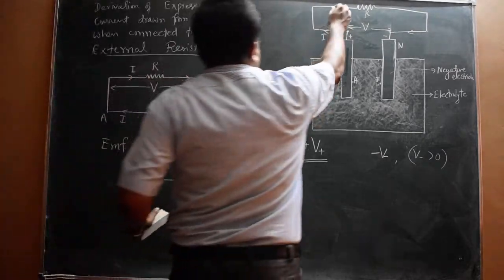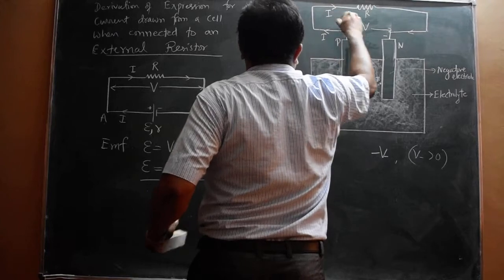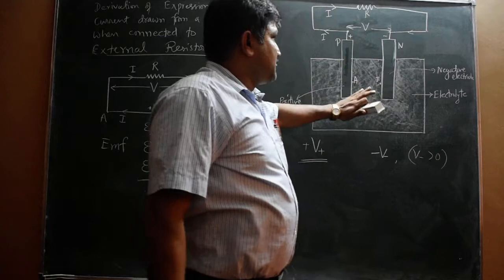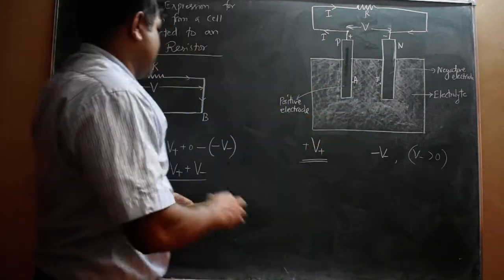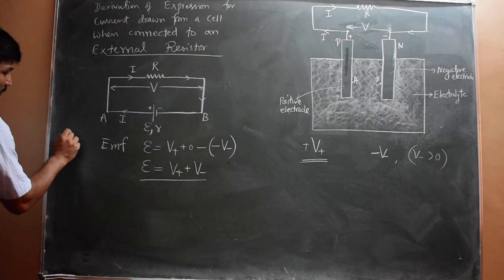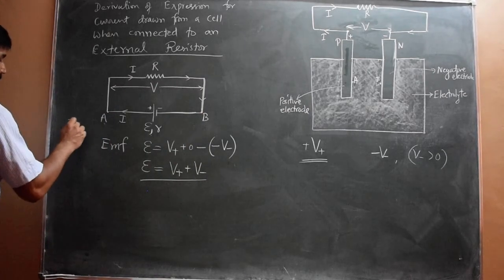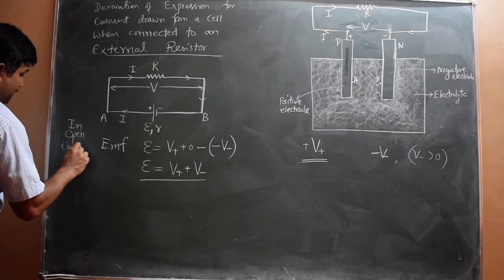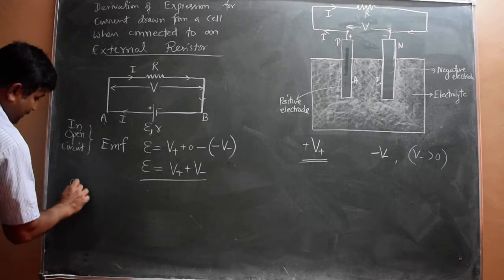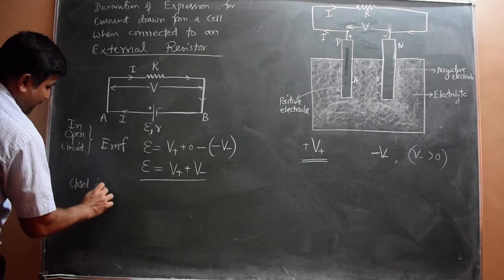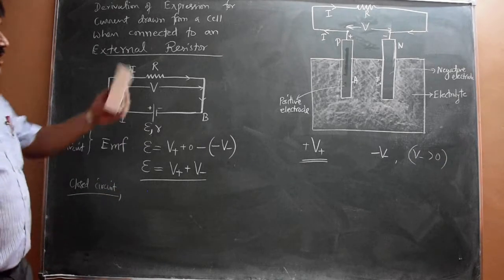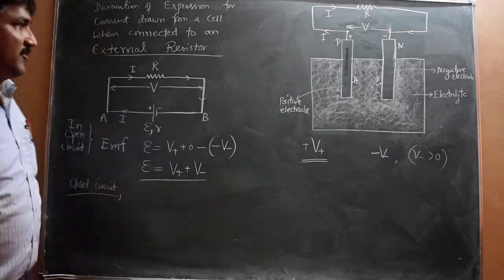Now when an external resistor is connected, a current I flows through the external resistor as well as through the electrolyte. The same current I flows through the electrolyte also. This was for open circuit, where I say it is EMF. Now when the external resistor is connected, when it is a closed circuit, we have to find out the potential difference across the terminals of the cell.